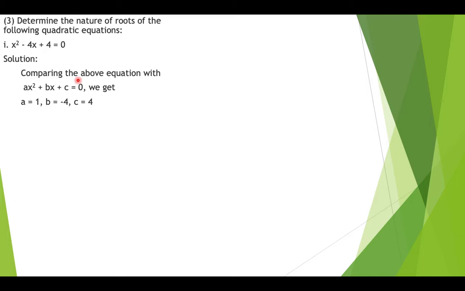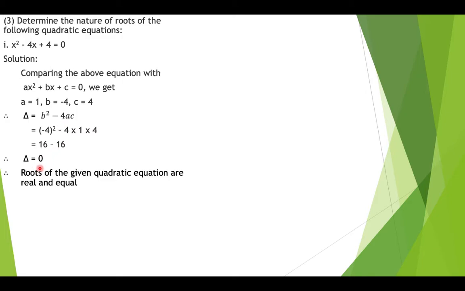So the first thing we do over here is compare the above equation with ax square plus bx plus c. We get a is equal to 1, b is equal to minus 4 and c is equal to plus 4. So we are getting the discriminant b square minus 4ac, which is equal to 0. So the roots over here are real and equal.